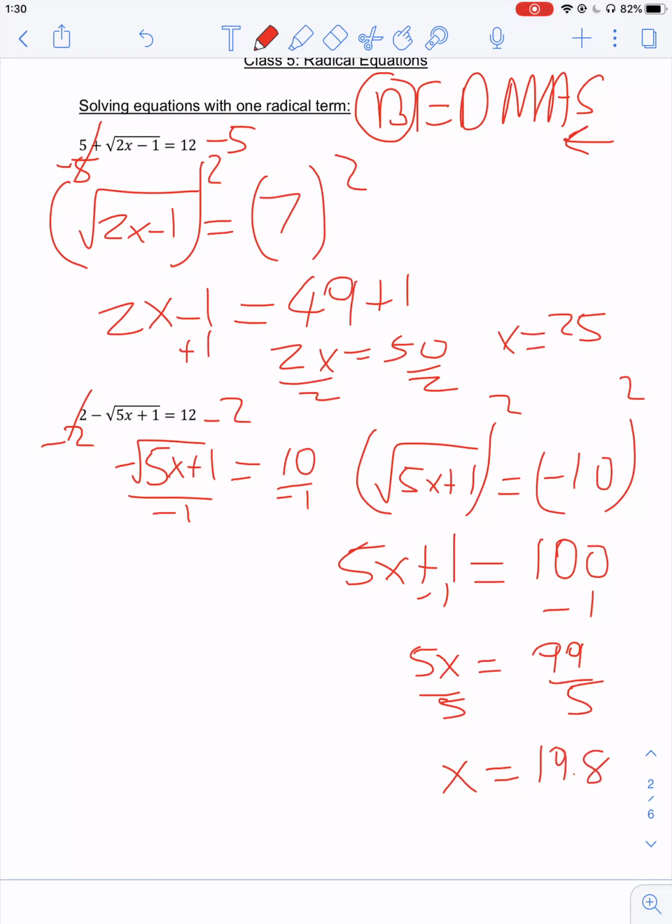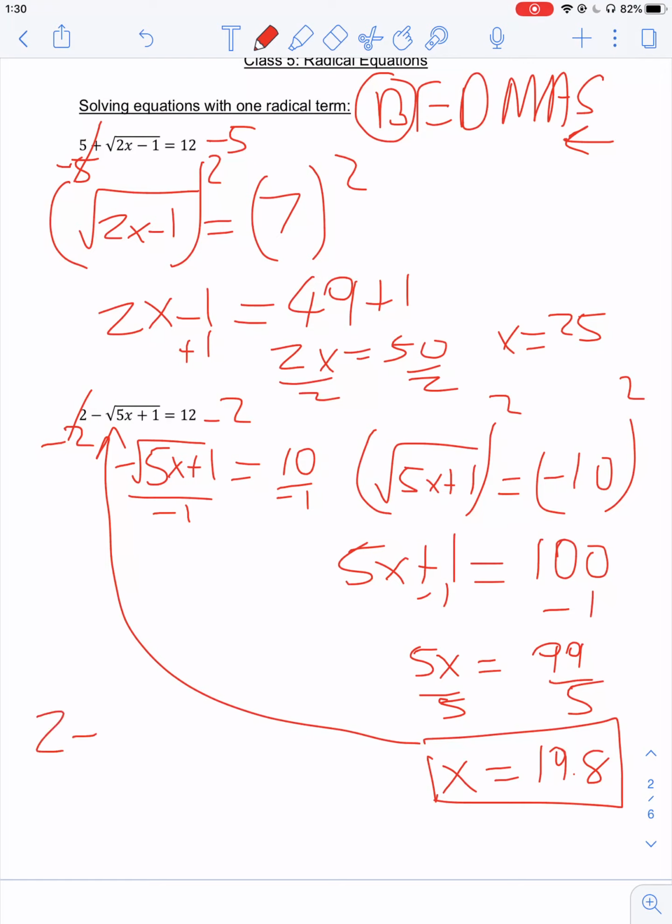So you will get an answer at the end, but when you validate your answer, it's not going to give you 12. So let's check. 2 minus the square root of 5 times 19.8 plus 1. I know that 5 times 19.8 is 99, based on this. So it's just 99 plus 1, which is 100.